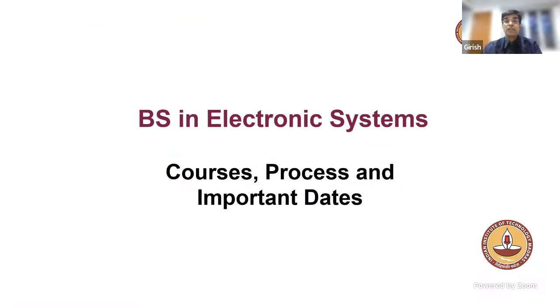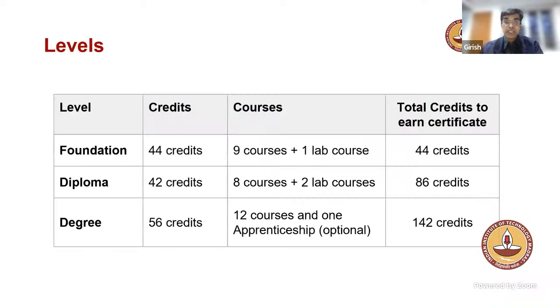Moving on, let me talk a little bit about the courses, processes, and the important dates. As you can see on the slide, for each of these levels, there are a certain number of credits that you have to complete. For foundation level, it is 44 credits. For diploma level, it is 42 credits. And for the degree level, we have 56 credits. In order to earn these certificates, you have to earn these many credits. For example, you have to get 44 credits to complete foundation and get the certificate.